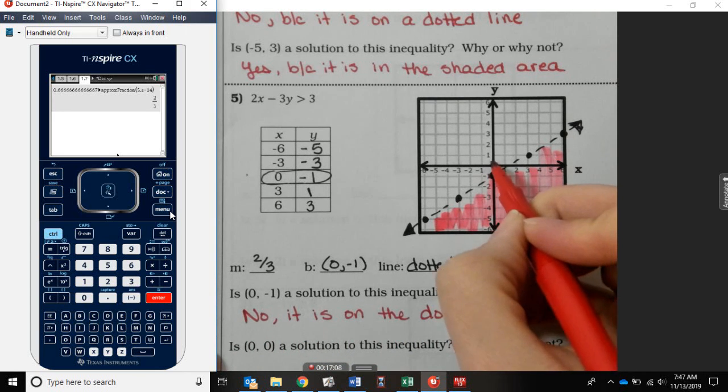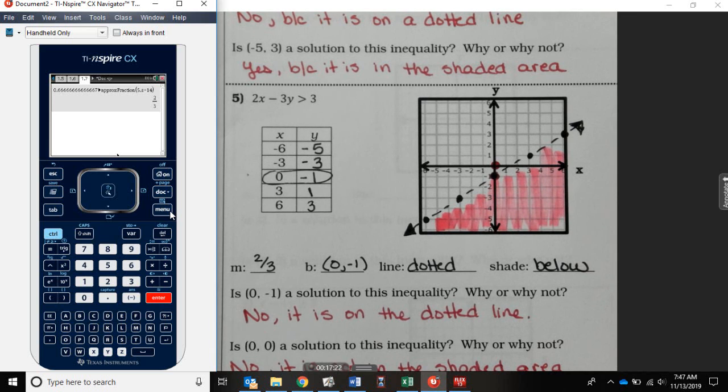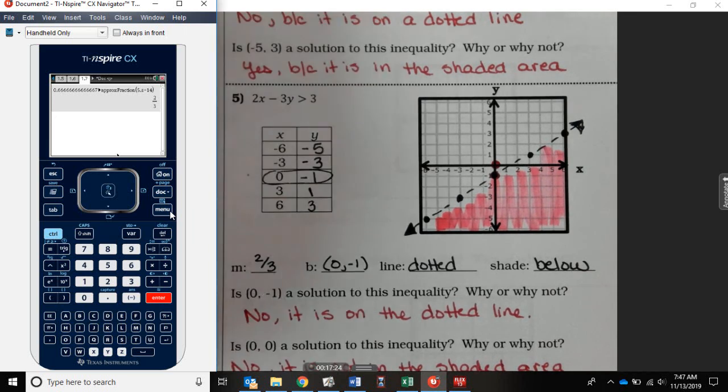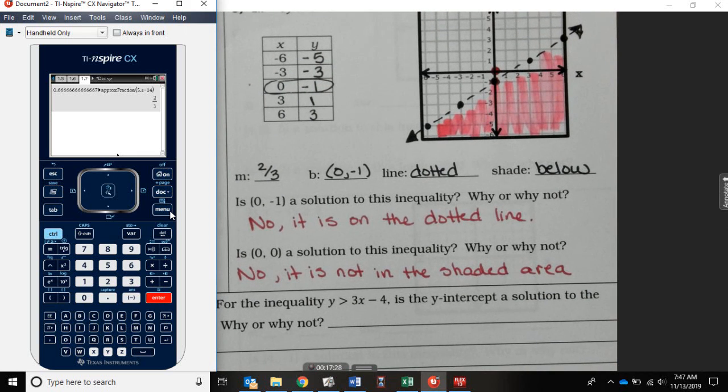Is 0, 0 a solution? No, it is not in the shaded area. Okay. All right, so now you are going to try the summary question.